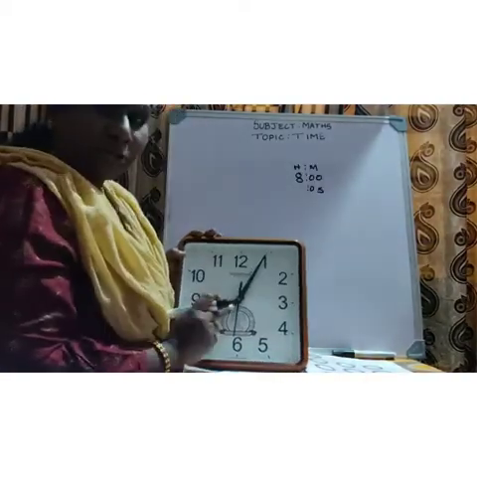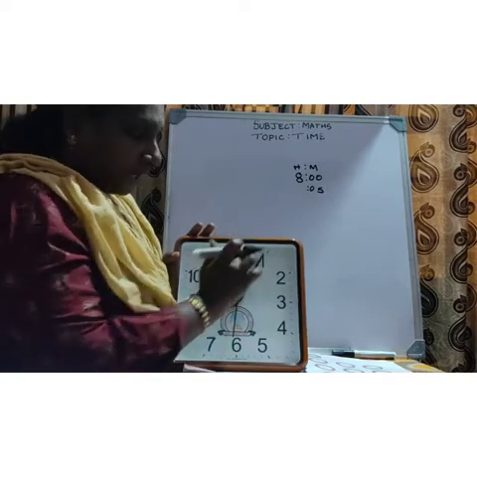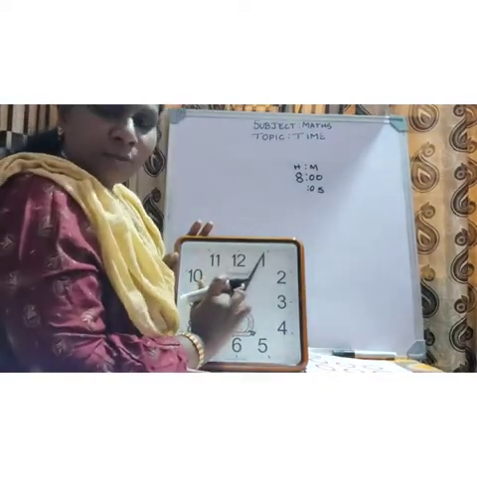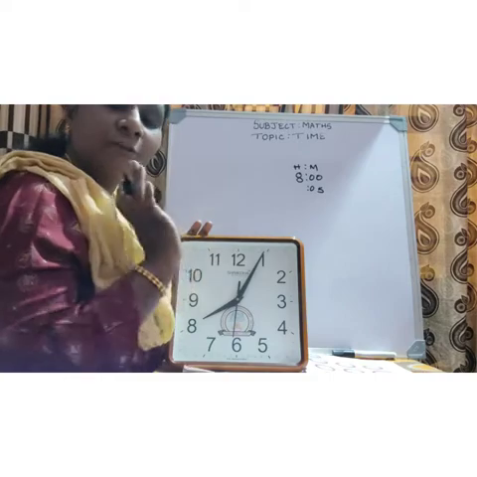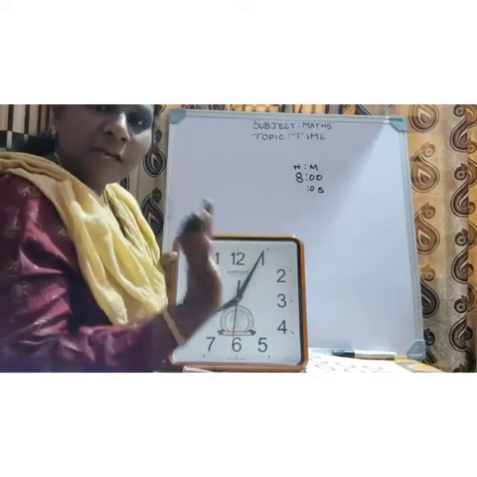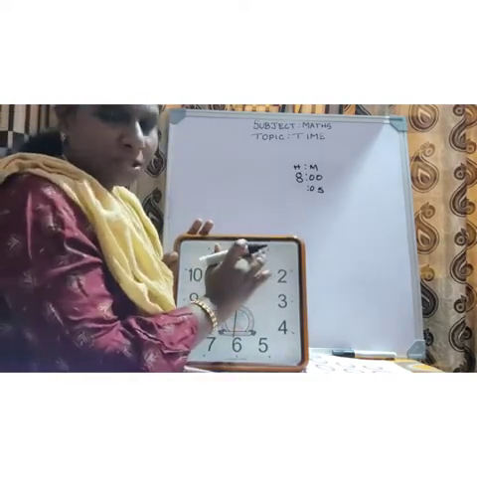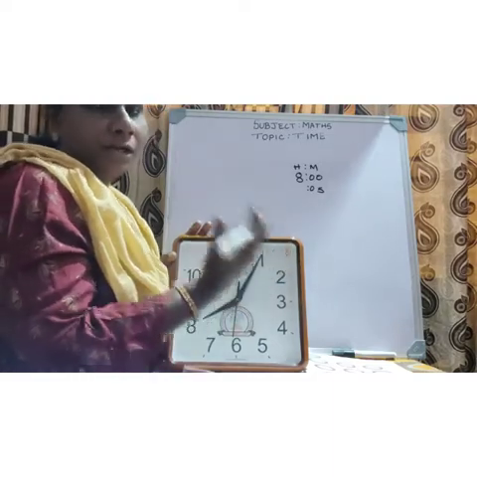minute hand. What is the time, children? It is just 5 minutes. If the minute hand is at 1, what is the time, children? Then it is 5 minutes, because we have to multiply this into 5. Or if you remember it, okay, fine.